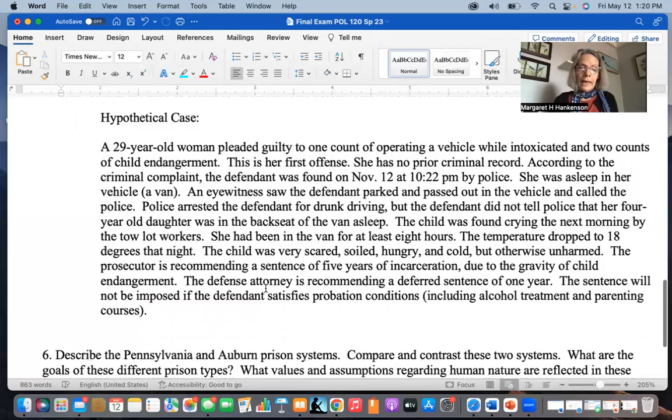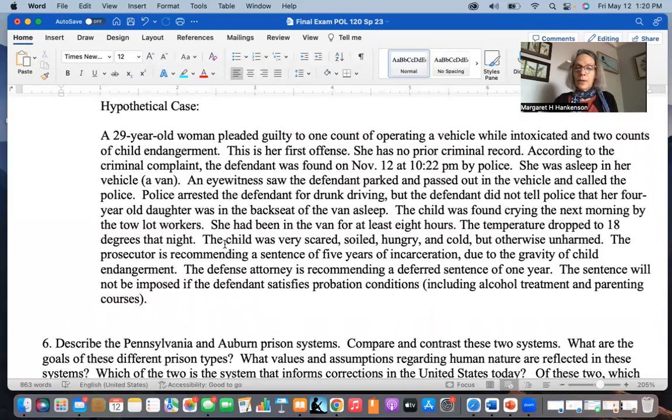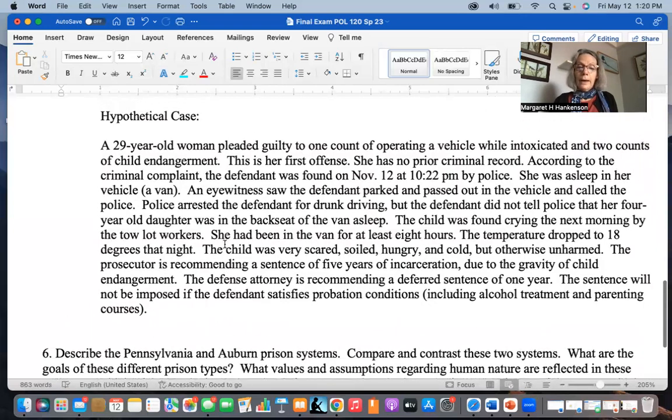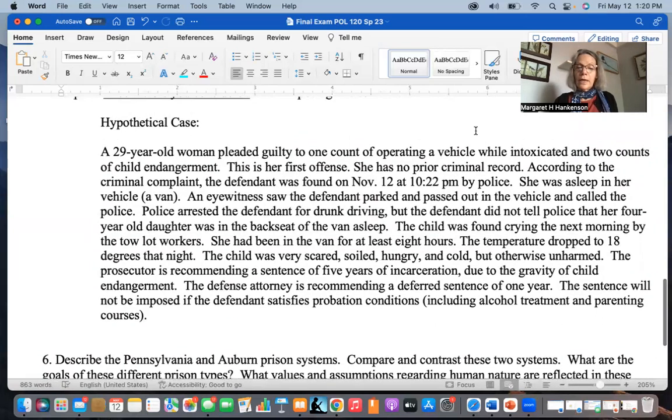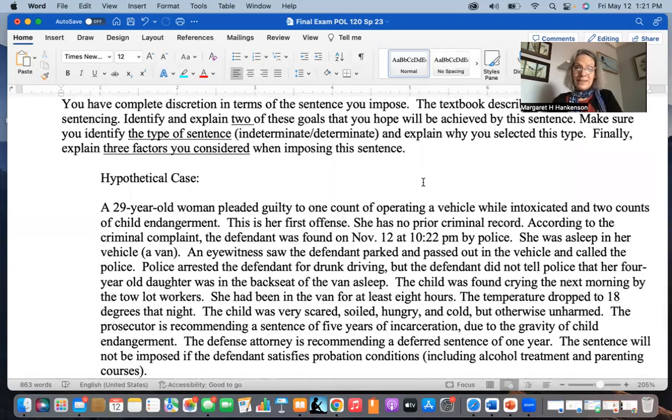So that's what she is being charged with. She's pled guilty to 1 count of operating a vehicle while intoxicated and 2 counts of child endangerment. And then the defense attorney and the prosecutors are making recommendations of how they think this person should be sentenced. But you're the sentencing judge.